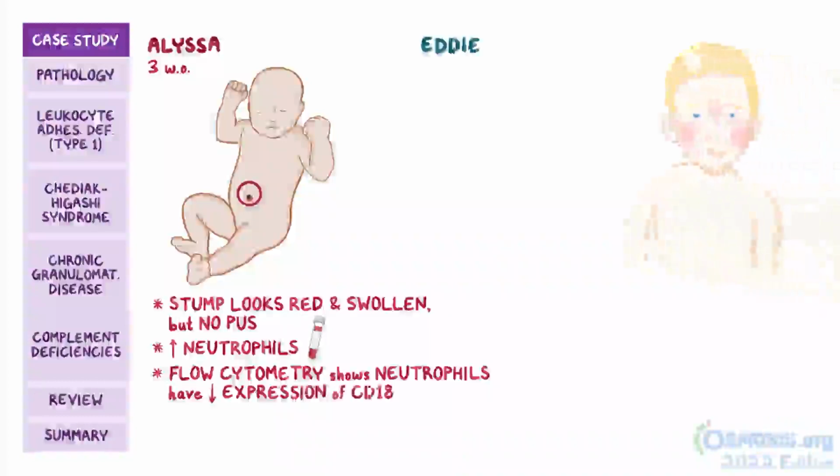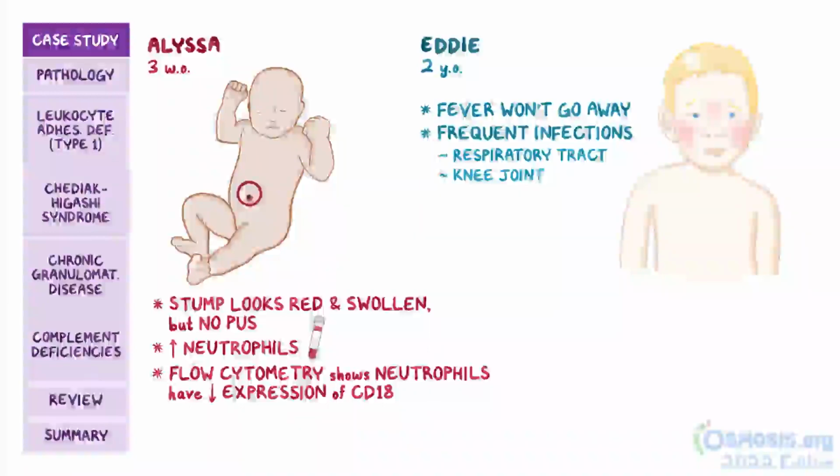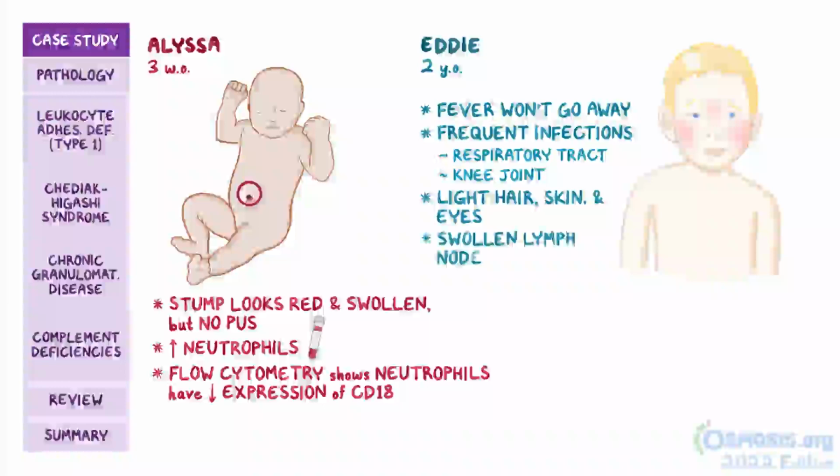Next comes Eddie, a 2-year-old boy who has a fever that won't go away after 2 weeks. His parents also mention that he has frequent infections involving the respiratory tract, and he once also had an infection of the knee joint. Upon physical examination, the first thing you notice is that Eddie has extremely light skin, hair, and eyes. Then you find swollen lymph nodes all around the body, and you palpate an enlarged liver and spleen.